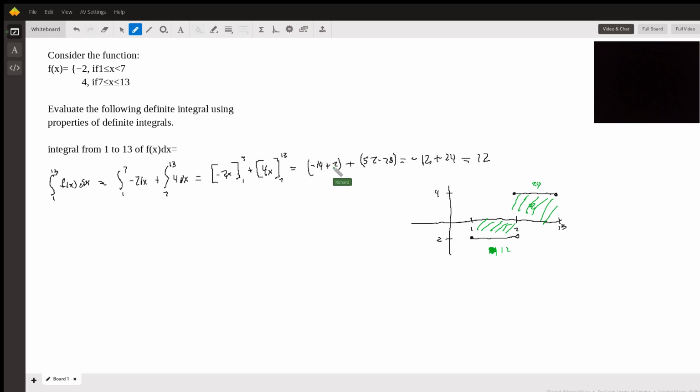But that's the whole point, is that sometimes you can get something that you can think of as negative area, which of course makes no sense. So you just have to be careful about how the question is worded.